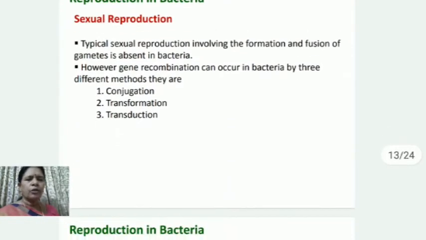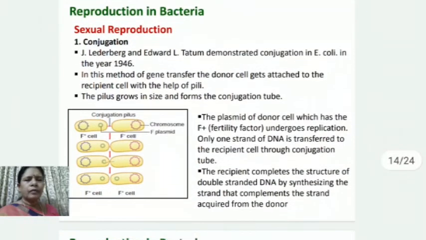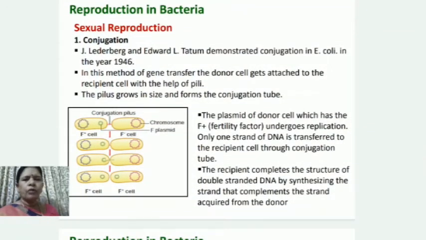First, we will see about the conjugation. What is conjugation? Who found this out first? Lederberg and Tatum demonstrated conjugation in E. coli in the year 1946. In this method of gene transfer, the donor cell gets attached to the recipient cell with the help of pili. The pilus grows in size and forms a conjugation tube.